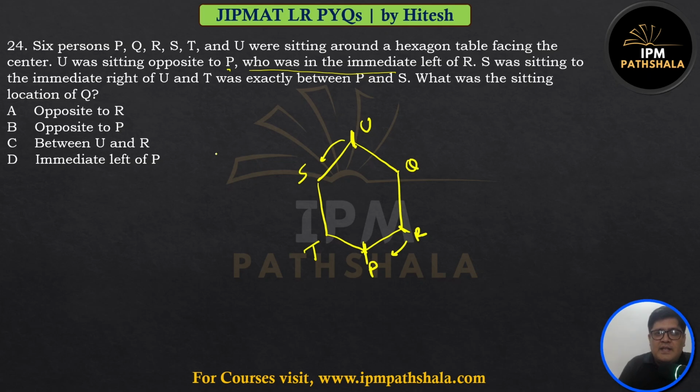What was the sitting position or location of Q? Is Q opposite to R? No. Is Q opposite to P? No. Is Q between U and R? Yes. Is it left of P? No. Answer is C. This paper of 2023 JIPMAT had only 24 questions of logical reasoning.